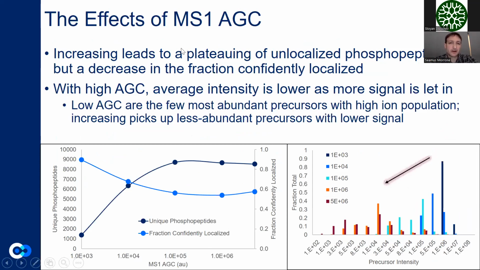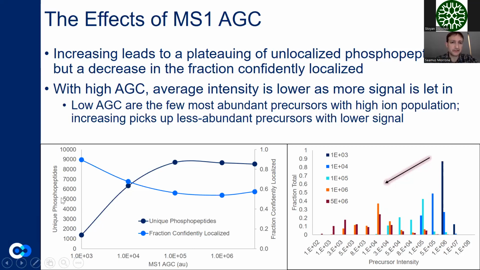And if we look at MS1 AGC, we see also some conflicting behaviors. As we increase it, with each of these steps increasing by tenfold, we're seeing a plateauing of the unlocalized phosphopeptides, but a decrease and leveling out of the fraction that are confidently localized. And as we go to the higher AGC, we can see that there's once again this shift from the average intensity being at the high end to a more broader distribution towards the lower end.